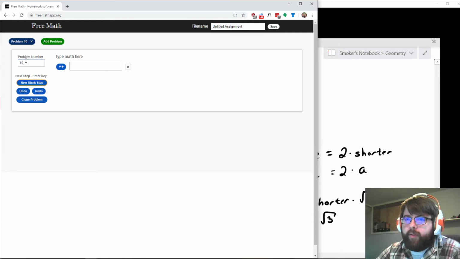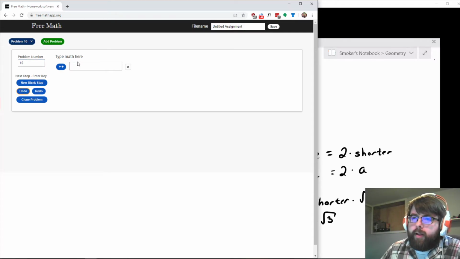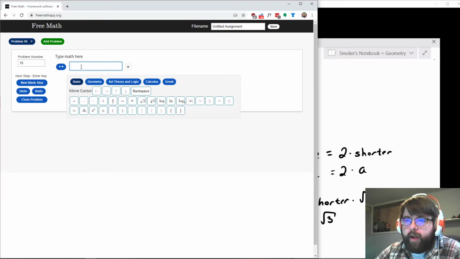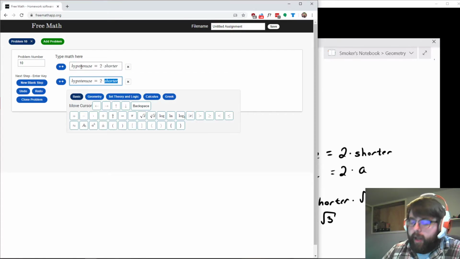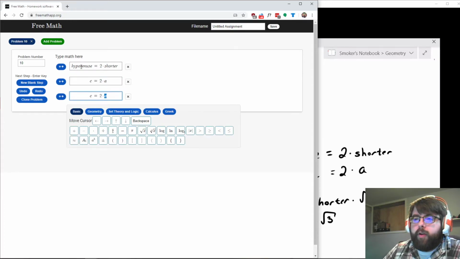So for 10, I'm going to just type up 10 real quickly here. I'm going to write hypotenuse equals 2 times shorter. So that's what I figured out. Hit enter, or that's the formula I should say. And I'm going to replace hypotenuse with C. Put some spaces to give a little bit of space. And then 2 and an A, since A is shorter. Okay, that's the first one.